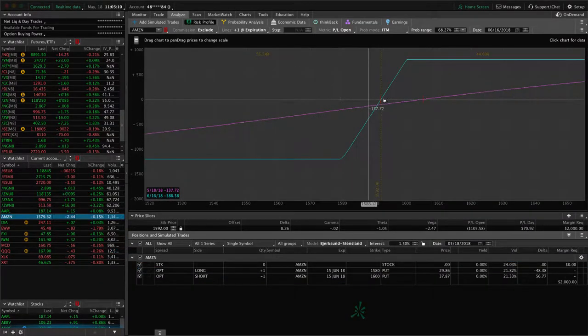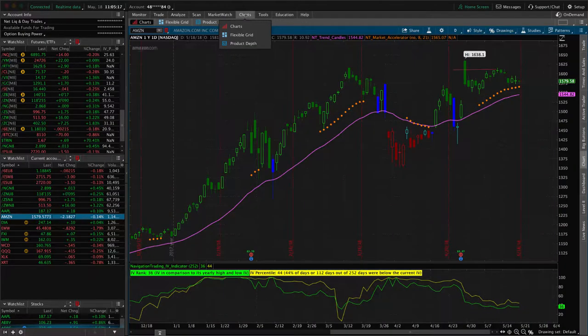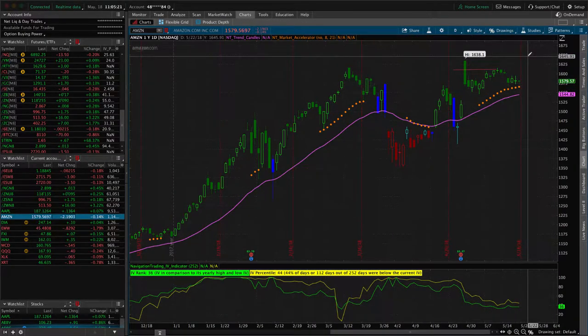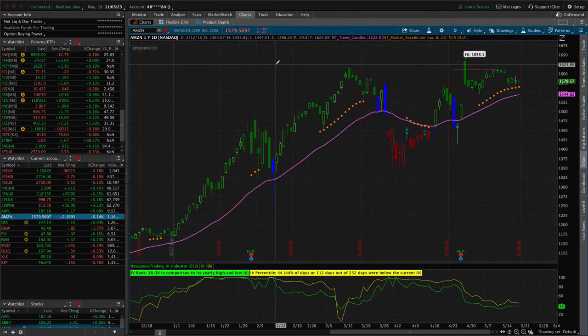You can see since we put that on, price has moved down a little bit, so it could use a little bit of up movement in Amazon to benefit this trade. If we look at the chart, you can see if we just get a little bit of a bounce up higher, we'll profit from this one. So keeping that trade on as well.